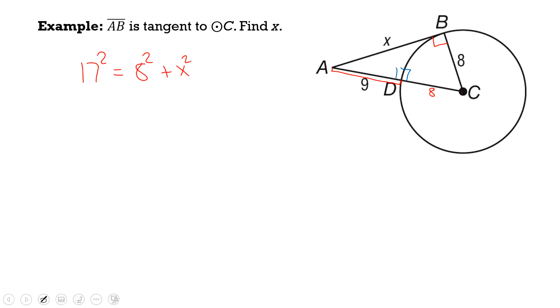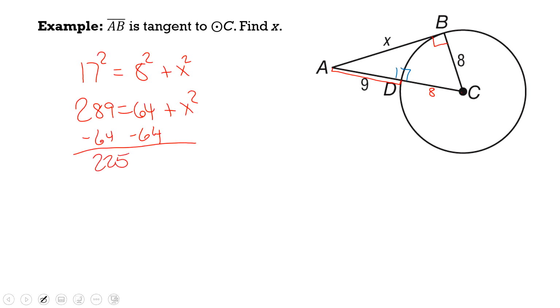17 squared is 289. I know 64 is 8 squared, so plus X squared. When I subtract 64 from both sides, we're left with 225, which I know is 15 squared. So X equals 15. So that tells me that my other side here is 15 units long, whatever the units were.